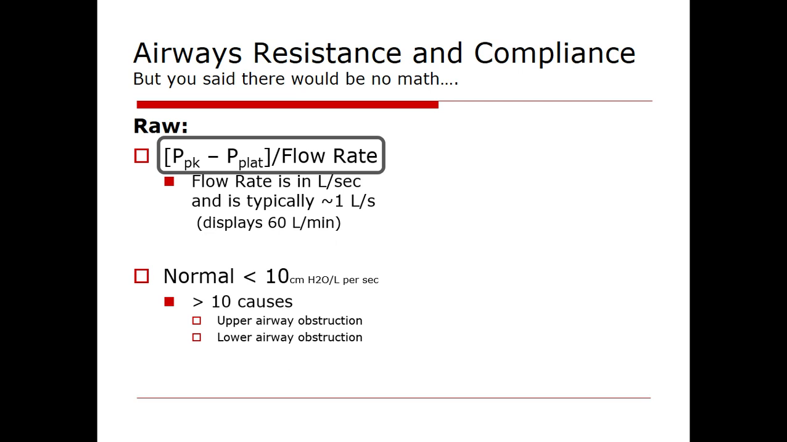Peak minus plateau, okay? And normal is less than 10. More than 10 means there's some component of airways resistance, which could be upper airway, which is unusual if the patient has an ET tube in, unless it's gotten crusted or something. More commonly, when you have elevated airways resistance, it means they need bronchodilators for asthma or COPD.